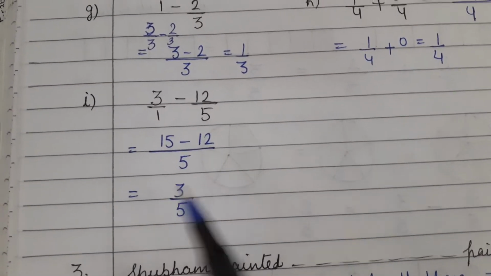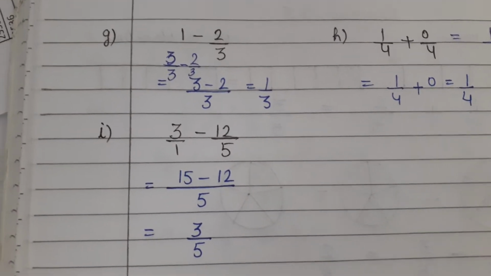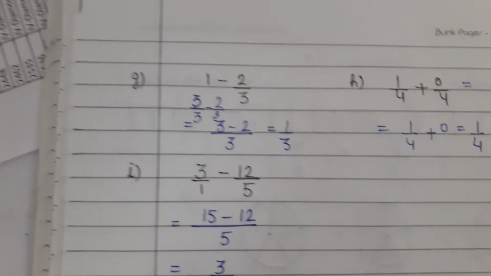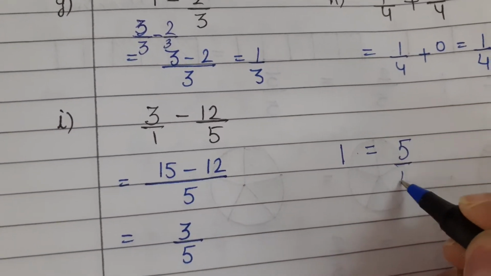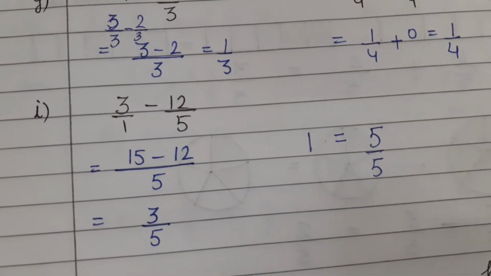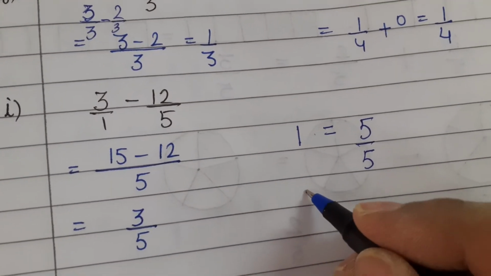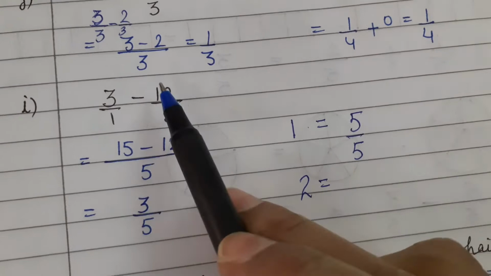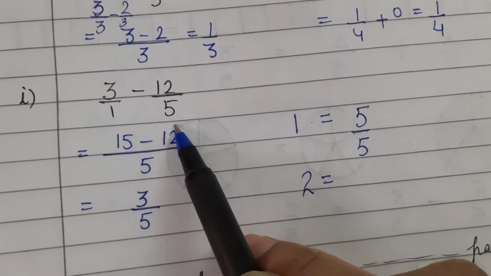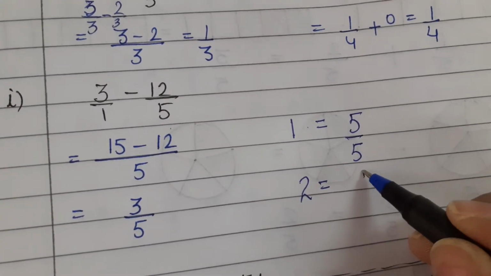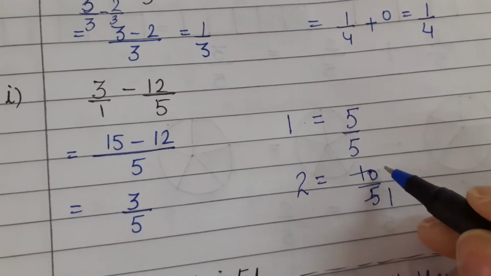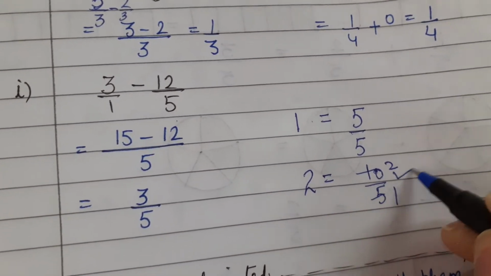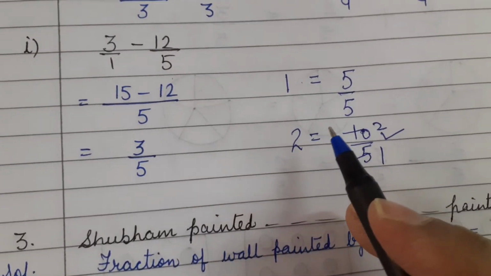Now 3 by 1 minus 12 by 5. Now how can I write 3? Now as I can write 1 as 5 by 5, ठीक है, and I can write 2 as the same. अगर 2 minus 12 by 5 हो बेटा, तो I can write 2 as 10 by 5, because if I reduce this I'll get 2. So I can write it as 10 by 5 to make the fractions like.